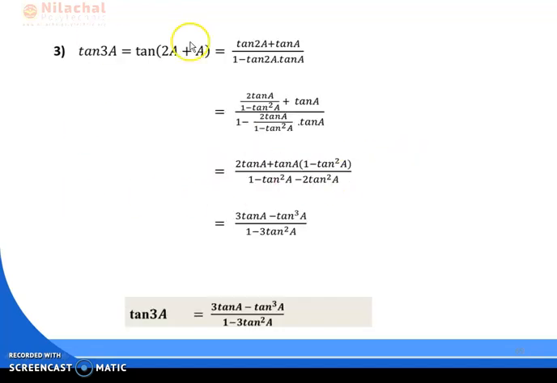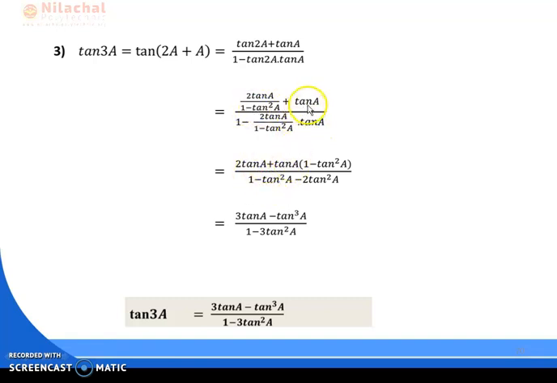Tan 3A. What is the formula of tan 3A? We just find out now. Tan of 2A plus A. Here a is 2A, b is A. So we know the tan a plus b formula: tan a plus tan b whole by 1 minus tan a into tan b. We know the tan 2A formula. So we just put down 2 tan A by 1 minus tan square A, plus tan A, and 1 minus, instead of tan 2A we put 2 tan A whole by 1 minus tan square A, into tan A. So what do we get now?